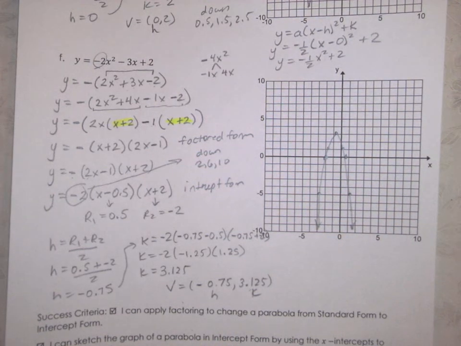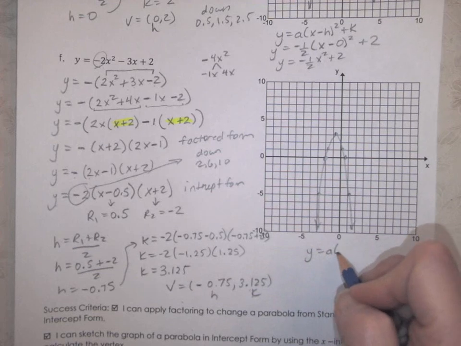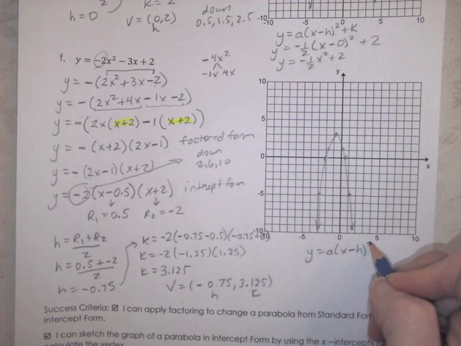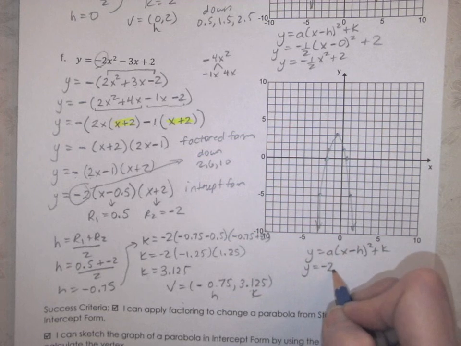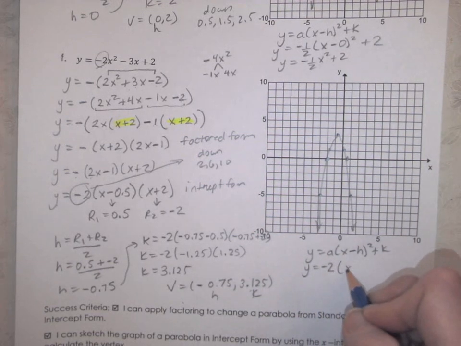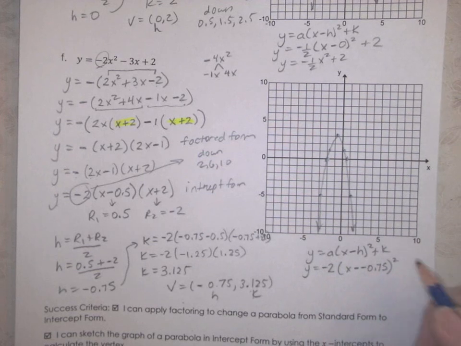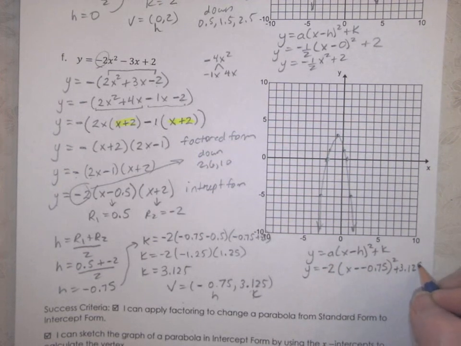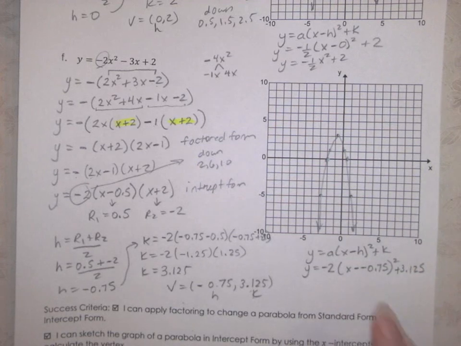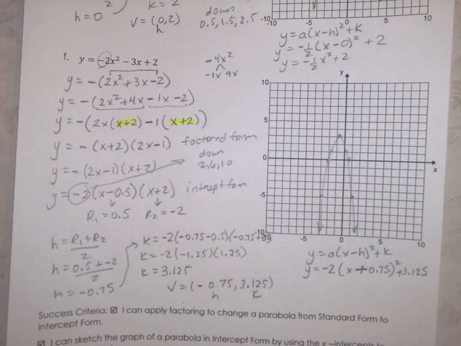And there's your parabola. And then in vertex form, substitute into the general vertex form formula. It's going to be y equals -2, x minus -0.75, squared plus 3.125. You don't want to leave minus negative, it becomes plus. So there's our vertex form.